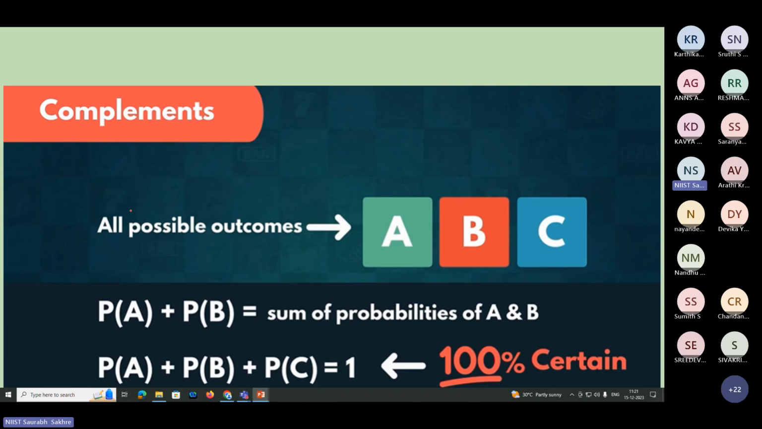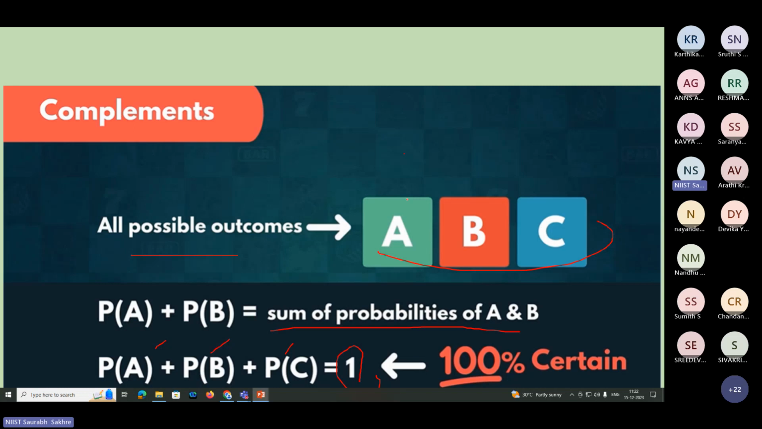Now, of course, if all possible outcomes may be A, B, C, then P of A plus P of B is the sum of probabilities of A and B. And if all three are there, the probability of A, probability of B and probability of C will sum to 1. So if I want to see three events together, of course their probabilities will be 100%. If there is a 60% chance that it will rain today, then ultimately there is a 40% chance that it will not rain. So it may rain and it may not rain is equal to 100%.